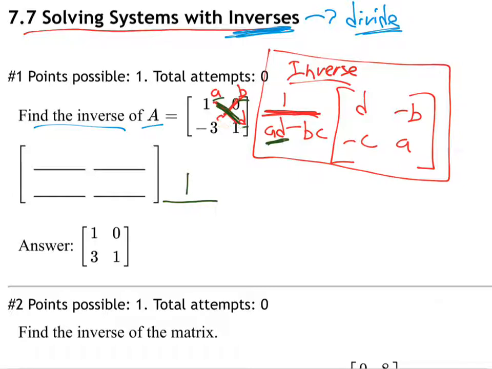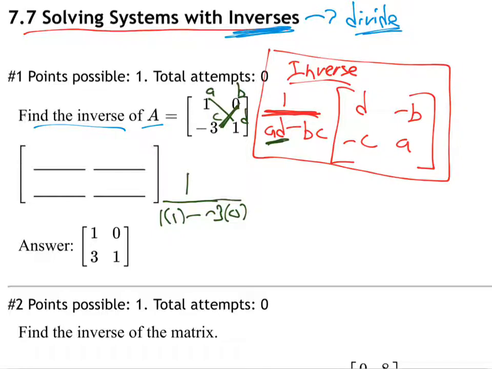Here, let me do this a little better. Okay, so this is A, B, C, D. I'm going to multiply the main diagonal. We call this the main diagonal because it starts with the very first entry, upper left. Starts with the first entry in the matrix, main diagonal AD: 1 times 1, minus the secondary diagonal, the other diagonal, -3 times 0.